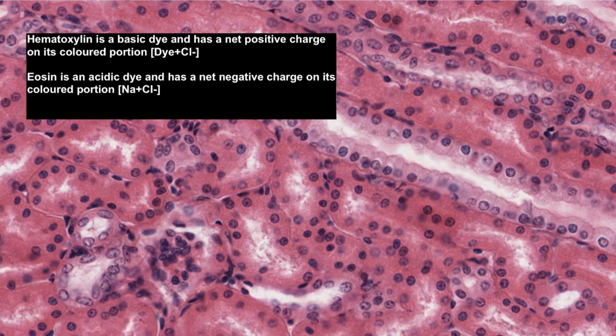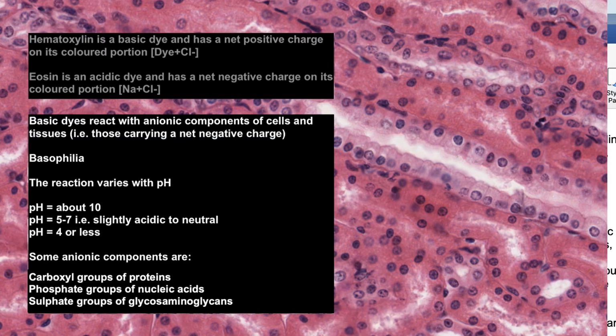Let's just try to understand the term basophilia. Basic dyes, like hematoxylin, are going to react with the anionic components of cells and tissues, that is, those carrying a net negative charge. So when we look at anionic components of cells and tissues, when they react with a basic dye, those components are said to exhibit basophilia. And basophilia, or the degree of basophilia, depends on the pH used during the staining process.